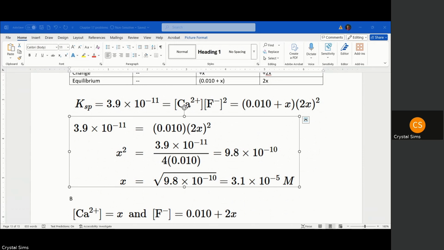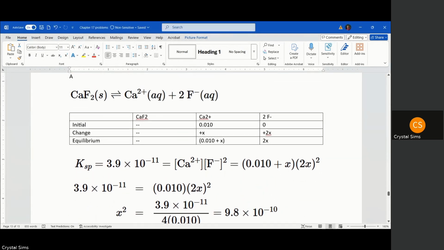Okay, so looking at part B, the common ion this time is going to be the fluoride ion. So our equilibrium is going to be a little bit different. So your book did not put in a separate ICE table in here. So let me just kind of reuse the one that I already have up here. So let me kind of subtract this out here.